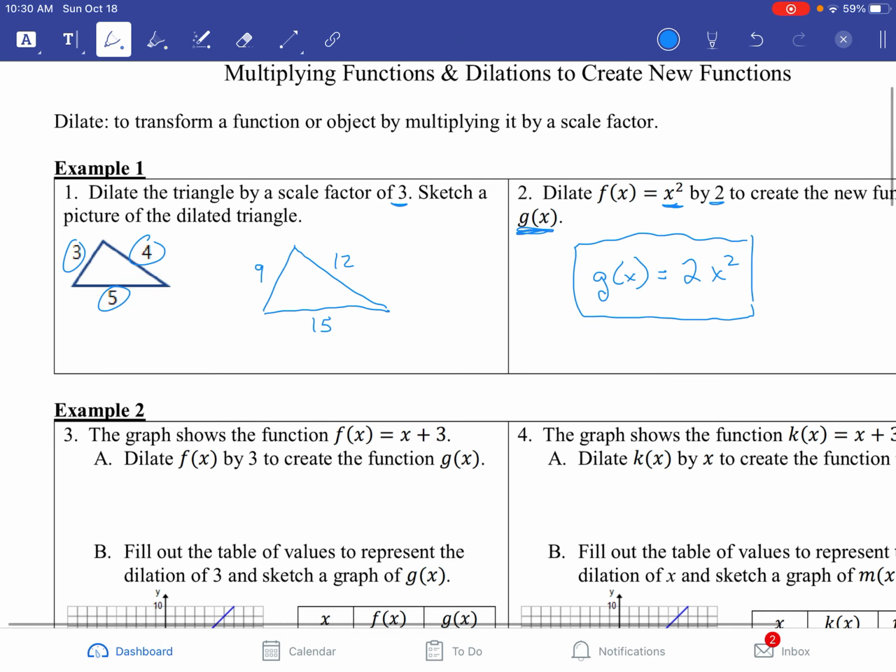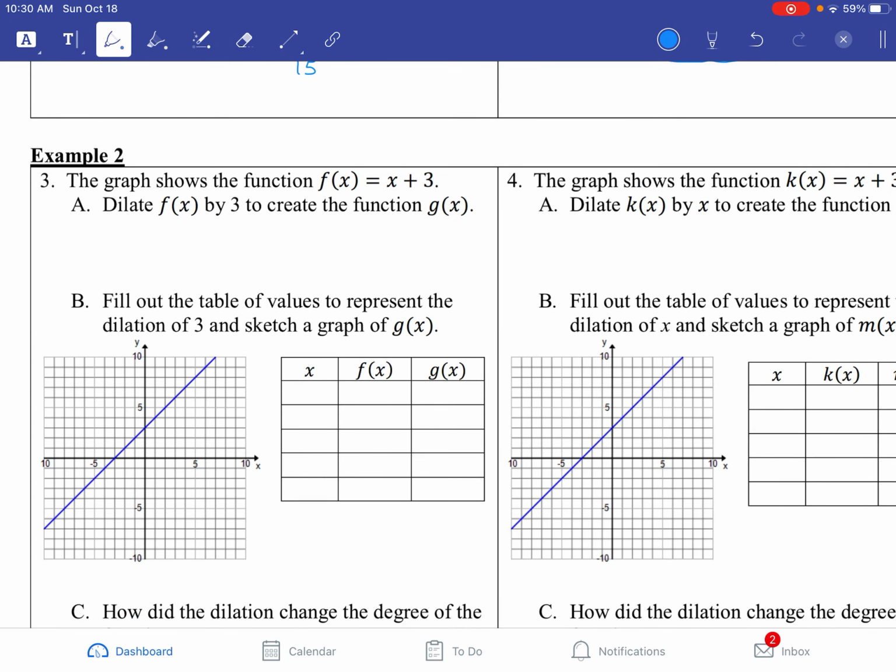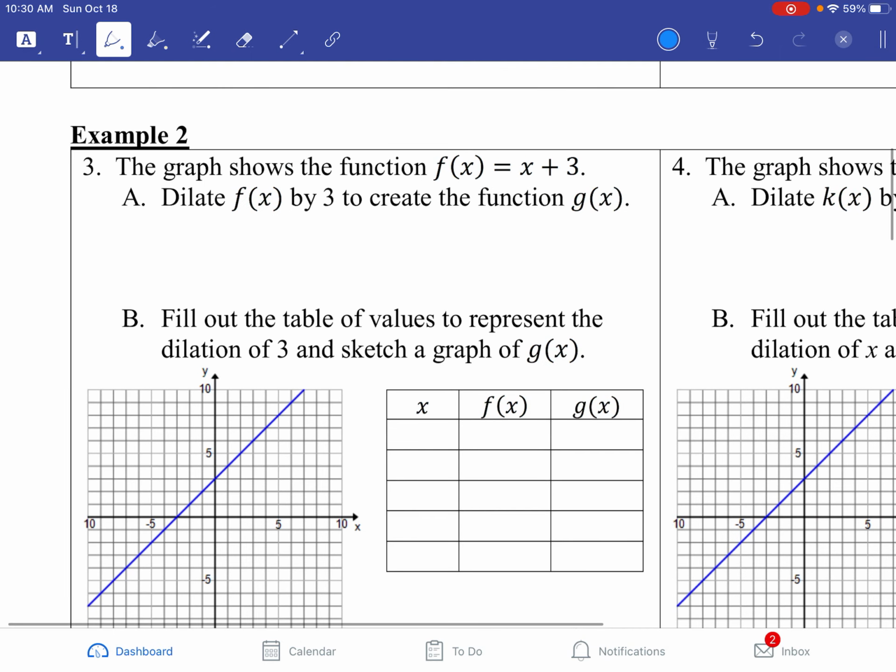All right, so let's look at example 3. We're going to delve a little bit more into this and see some other stuff. The graph shows the function f of x equals x plus 3. We're going to dilate this f of x function by 3 to create a new function g of x. We're going to write this down. We have g of x, that's our new function. We're going to take our dilation of 3, put it in front, and put the other function that we're using, the f of x, in parentheses.